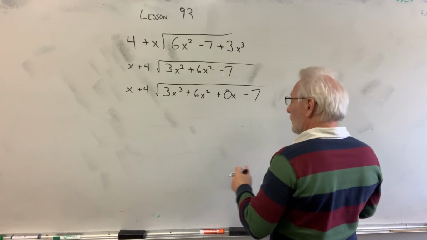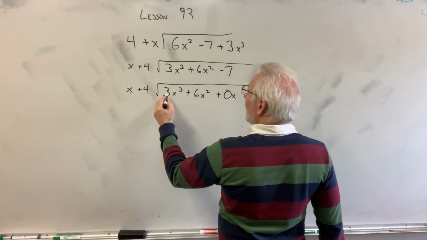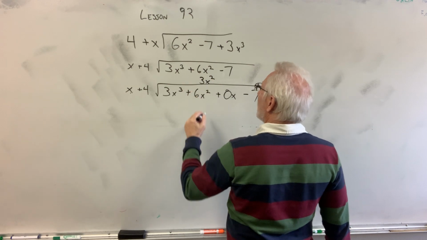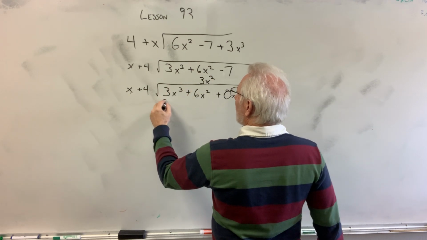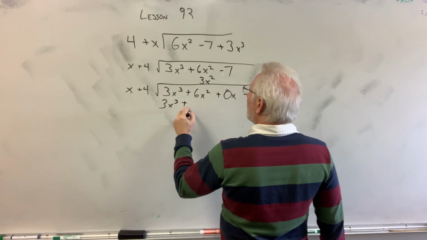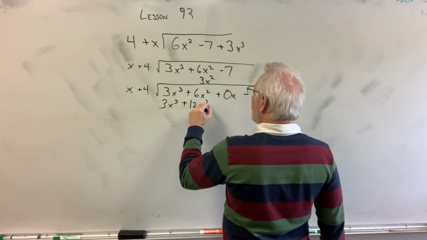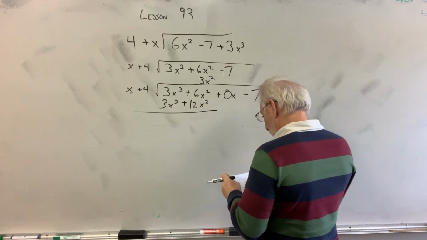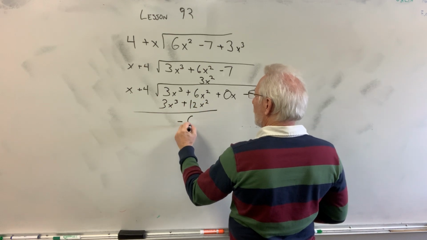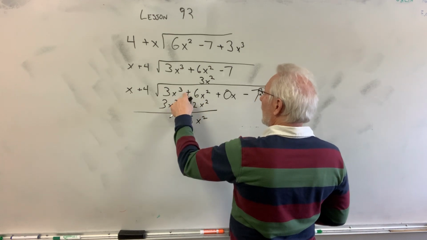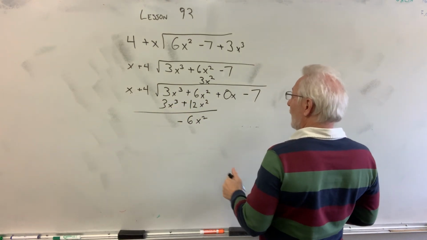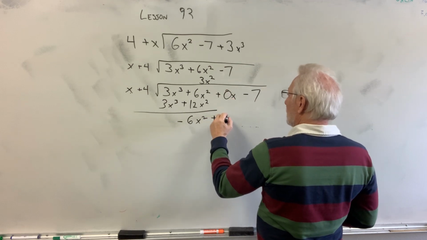All right, so now we come through here. X times what is going to give me 3x cubed? It's going to be 3x squared. Okay, multiply that out. 3x cubed. Now 3x squared times 4 is going to give me 12x squared. Okay, I'm going to subtract here, and this will subtract. This gives me negative 6x squared. Okay, I had 6 good guys. I subtracted 12 good guys. I'm left with this. All right, now I bring down my 0x.